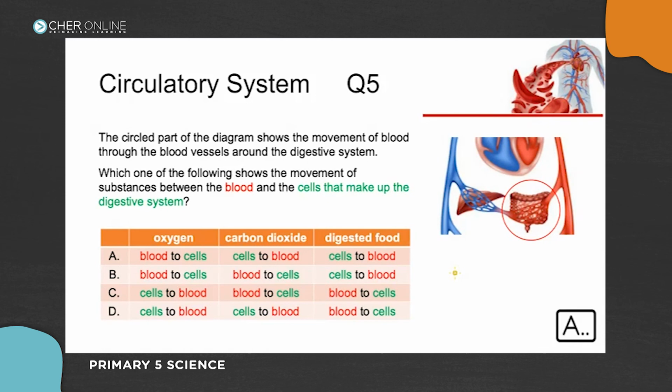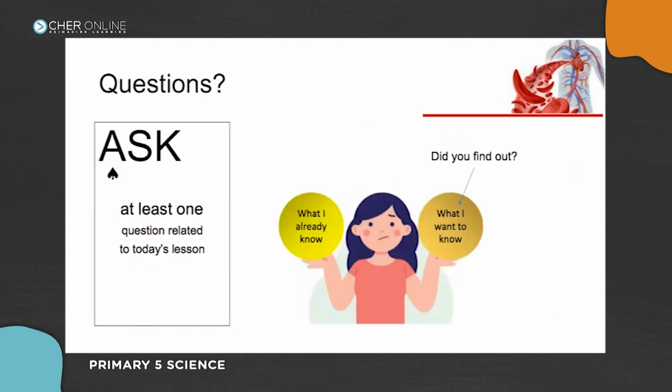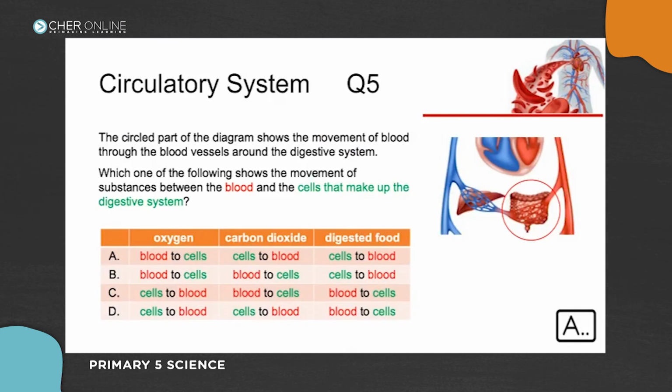Okay, so basically, which one shows the movement of substances between the blood and the cells that make up the digestive system? So we're looking at oxygen moves from the blood to the cells in the digestive system. Carbon dioxide will move from the cells to the blood. And digested food will also move from your cells in the digestive system to the blood.